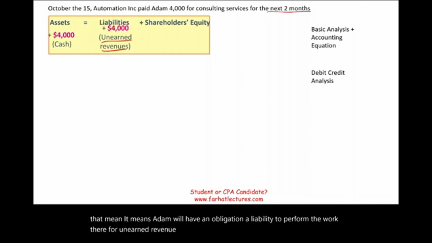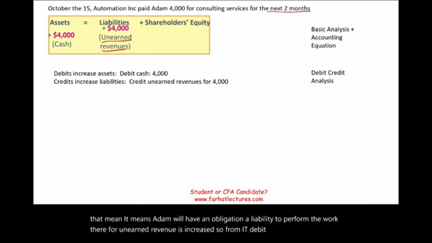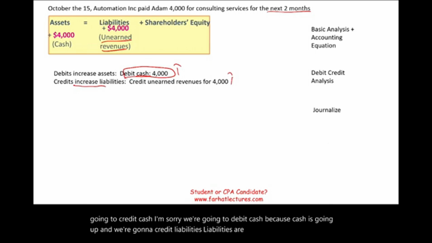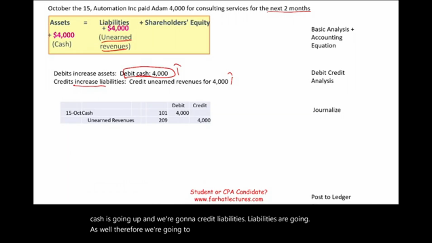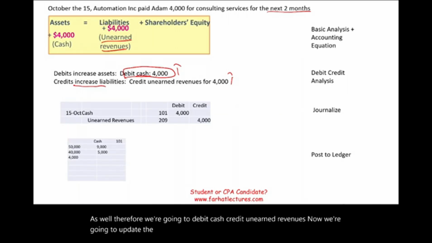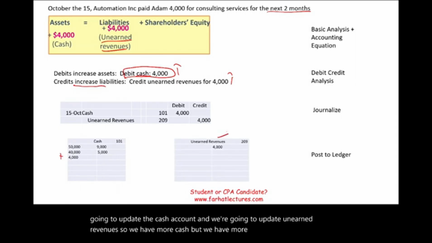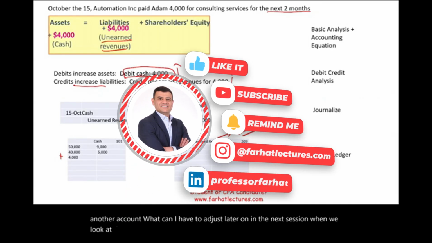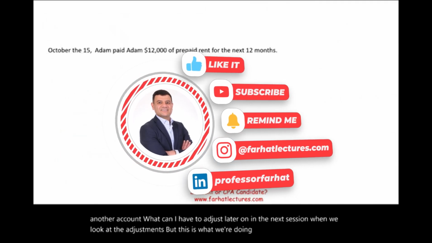So from a debit credit analysis, we're going to debit cash because cash is going up, and we're going to credit liabilities. Liabilities are going up as well. Therefore, we're going to debit cash, credit unearned revenues. Now we're going to update the cash account, and we're going to update unearned revenues. So we have more cash, but we have more unearned revenue. That's another account we're going to have to adjust later on in the next session when we look at the adjustments. But this is what we're doing now, planting the seed.